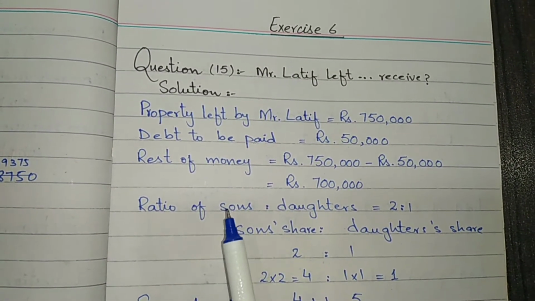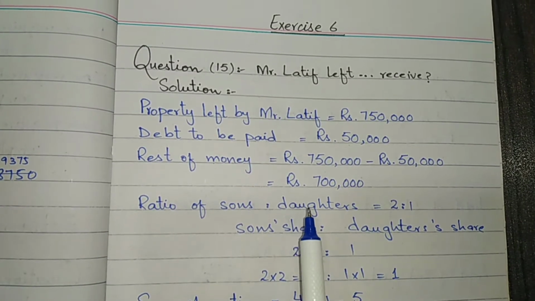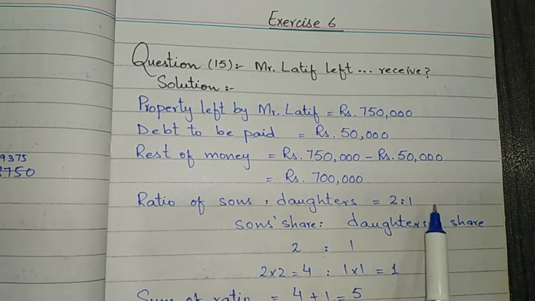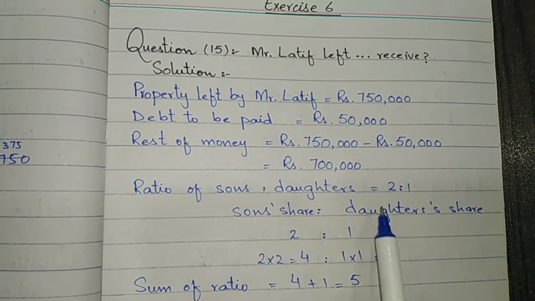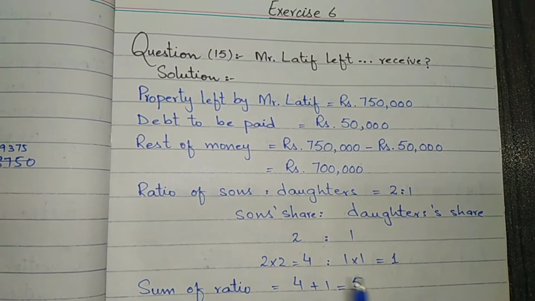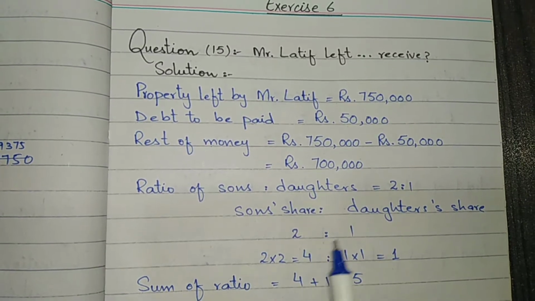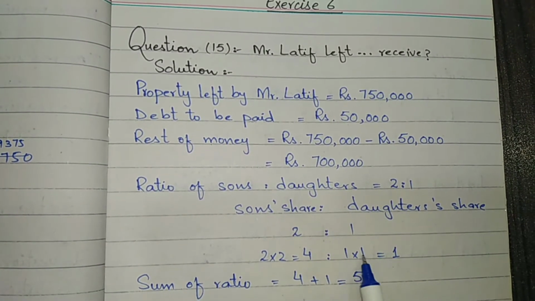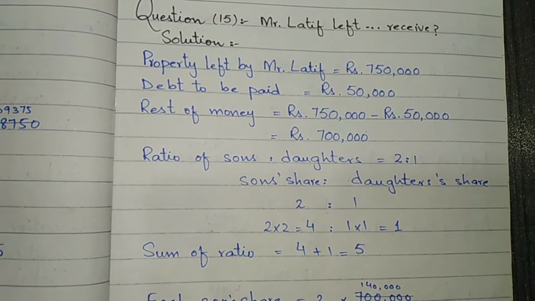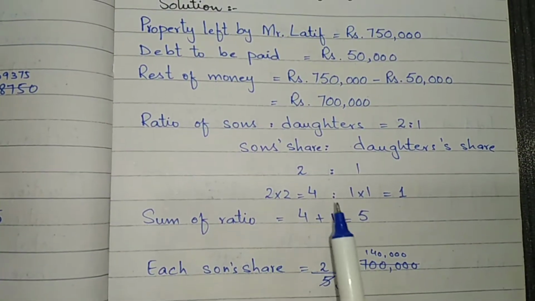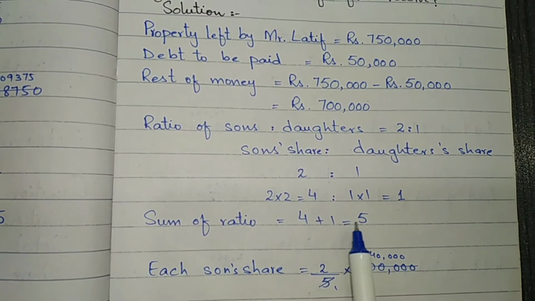Now the ratio of son and daughter according to the Islamic law of inheritance is 2:1. So son's share is 2 and daughter's share is 1. Now the number of sons is 2, so 2 multiplied by 2 we get 4, and the number of daughters is 1, so 1 multiplied by 1 is equal to 1. Now the sum of the ratios is 4 plus 1, that is equal to 5.